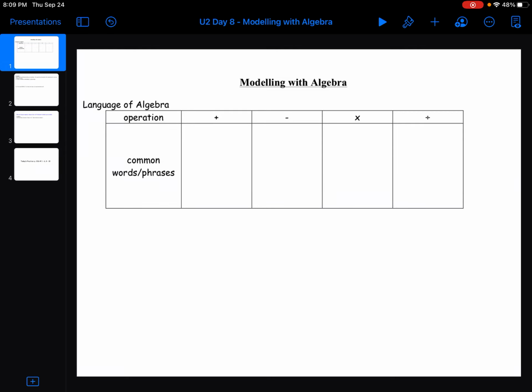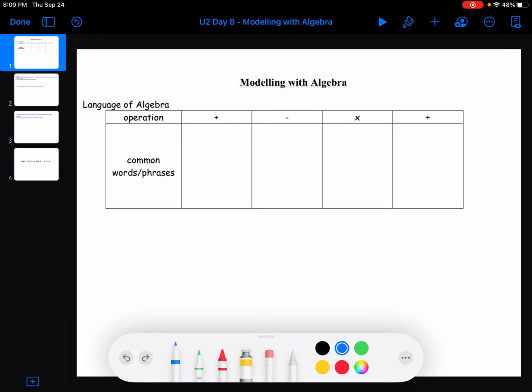Modeling algebra, when we're looking at this, we have to first know some common words or phrases. So when we're looking at a plus, we're talking about adding, things like that. Plus, adding, more. Those are all words for plus that could be in a word problem.